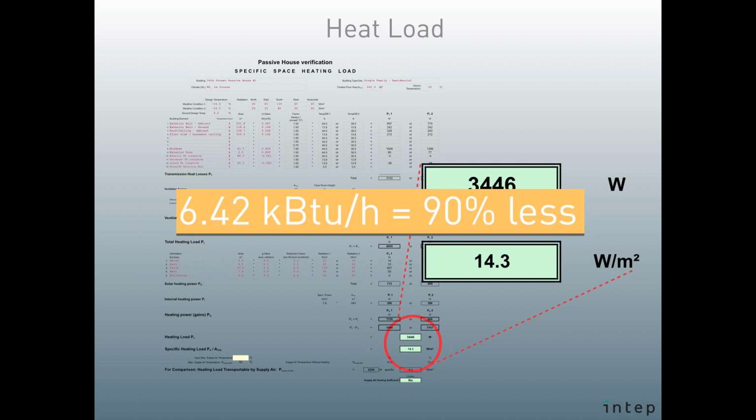And that's about a 90% reduction over conventional construction. And it may even be more. Most homes, quite frankly, in our area are built with often an 80 kBTU or 100 kBTU heating plant. So you can see we're at 6.4, quite a bit less.